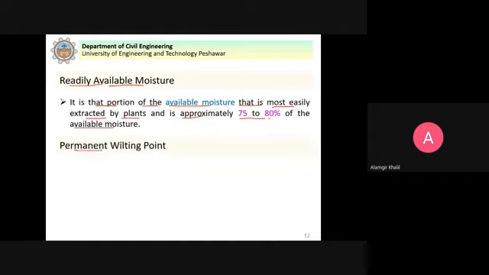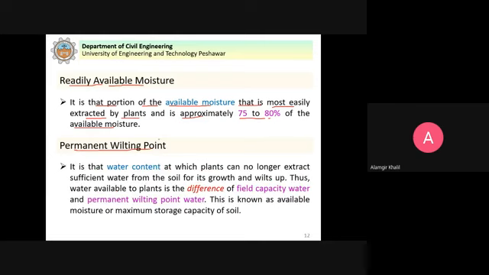Next, we have this permanent wilting point that we already talked about. It is the water content at which plants can no longer extract sufficient water from the soil for their growth, and they wilt, become weak, and then if no water is available, eventually will die. Thus, the water available to plants is the difference of field capacity water and permanent wilting point water.